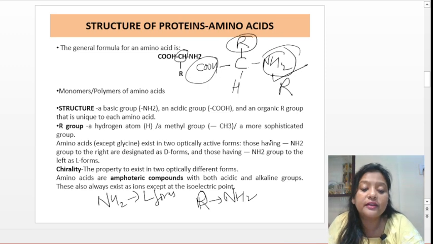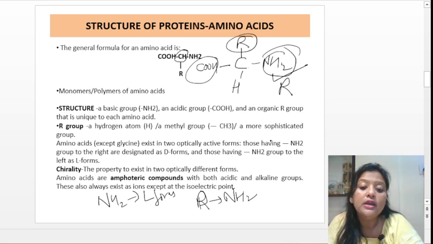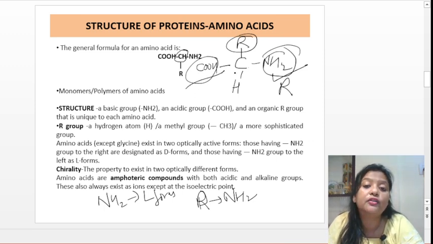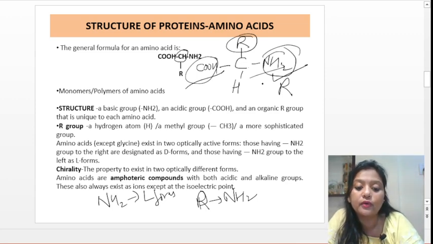Now, this property of existing in two different forms is known as chirality. Some call it chiral also, but you can say chirality, whatever you wish. Then amino acids are also amphoteric compounds because they contain both the acidic group and the alkaline group. So the compounds which contain both acidic and alkaline groups are called amphoteric compounds.